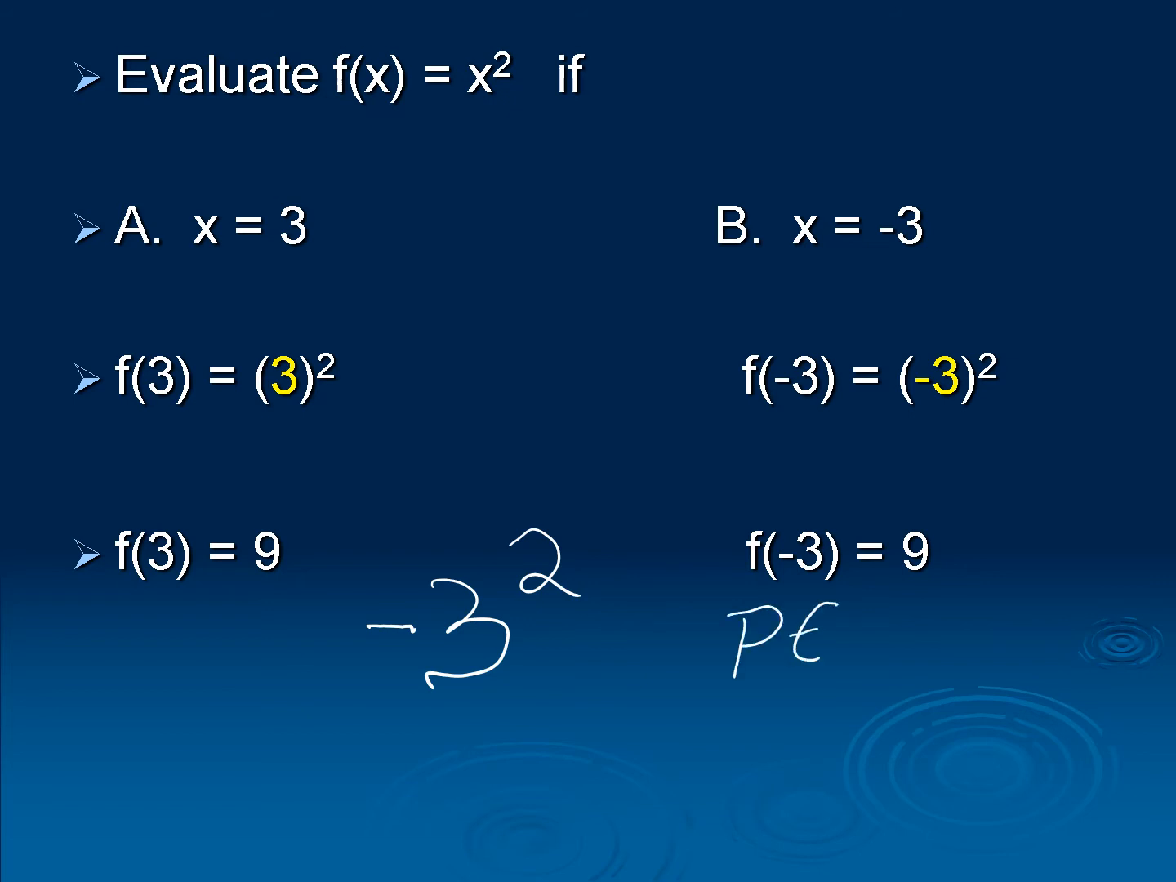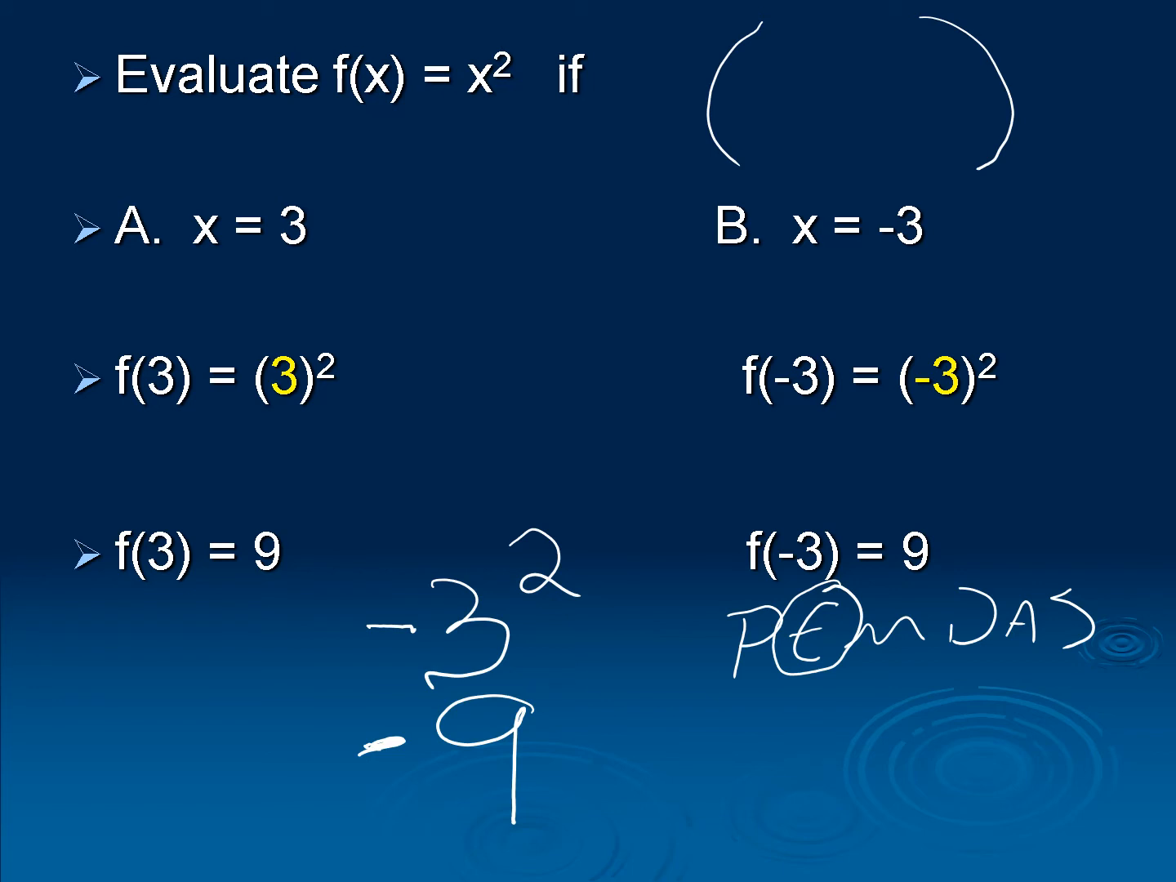Well, according to order of operations in PEMDAS, it says we do exponents first. So that would give me 3 squared is 9, and then I would apply the negative. So the point of this is always use parentheses when you're plugging in a value into an equation. So always, always, because you can see that this right here is the correct answer. That would be the incorrect answer.